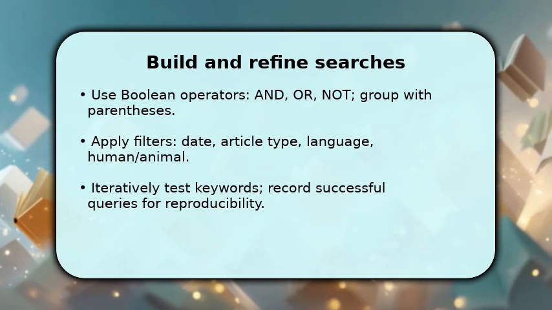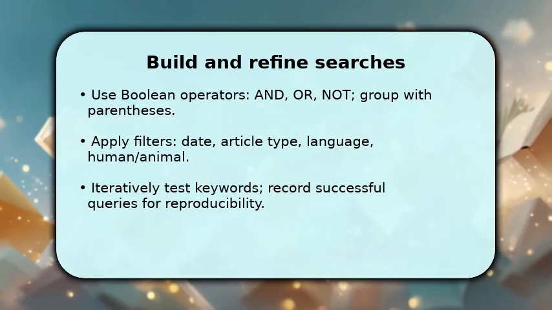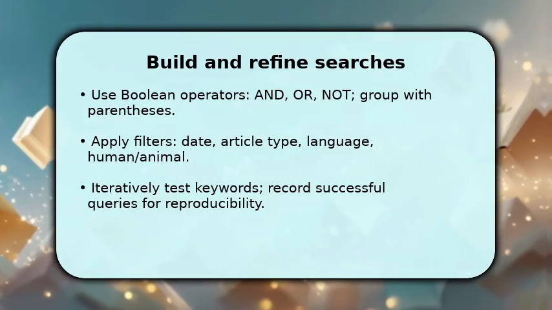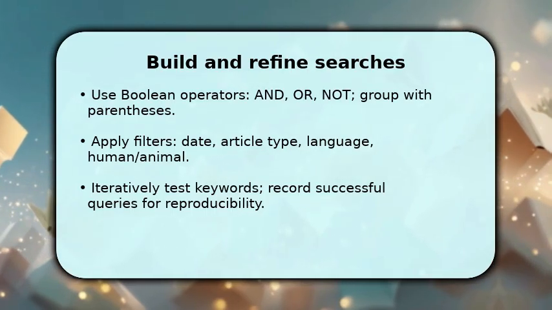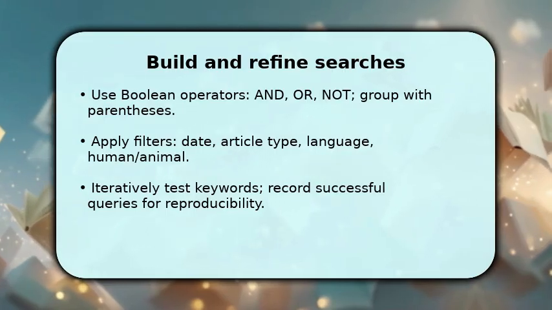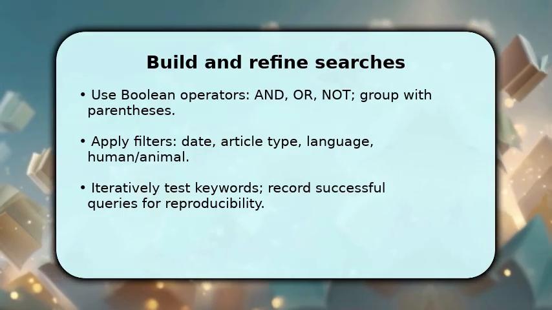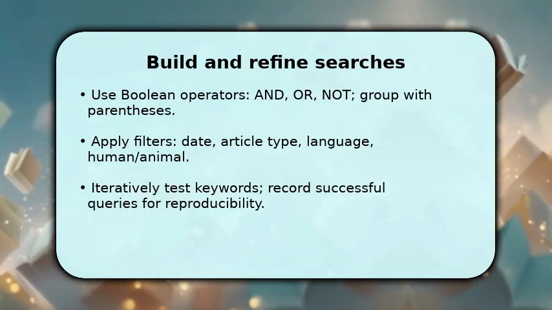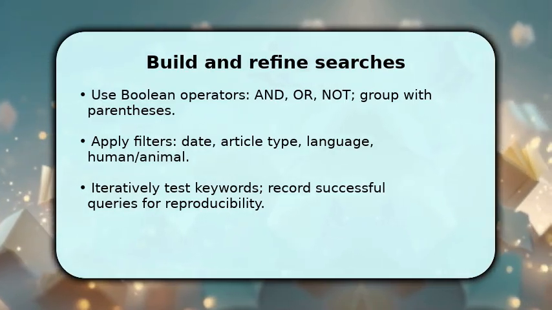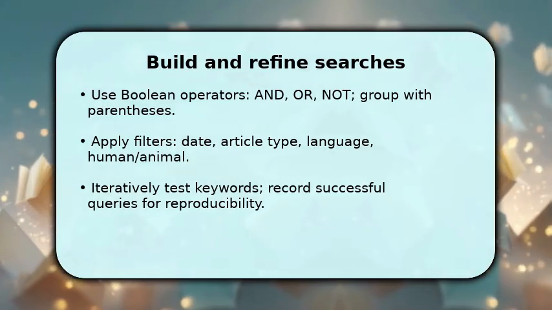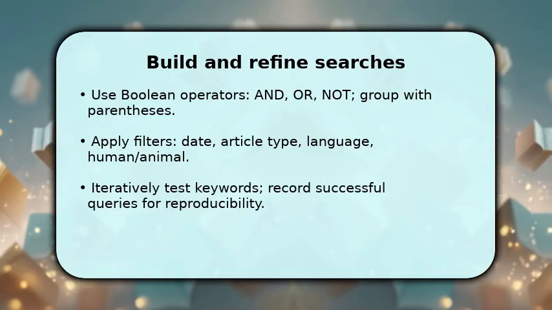Now you construct precise queries and refine them. Combine keywords with AND to narrow, OR to expand, and NOT to exclude, and use parentheses to control logic. This produces focused results. Apply filters like date range, article type, and language to reduce irrelevant hits. Filters speed up screening. Run a few test searches, skim top results, then tweak synonyms and subject headings. Once you see hit patterns, save the exact query and export search history so you can reproduce or update the review later.